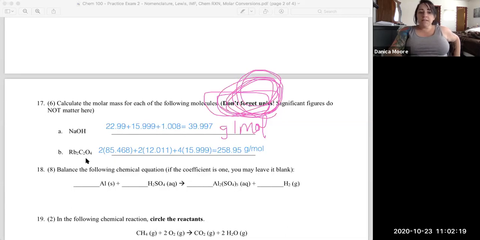The one other mistake that I see students make is if you have something like the aluminum sulfate down here, where you have a 3 outside and then a polyatomic inside, the 3 would apply to both the oxygen and the sulfur, right? Not the aluminum, just what's in the parentheses.